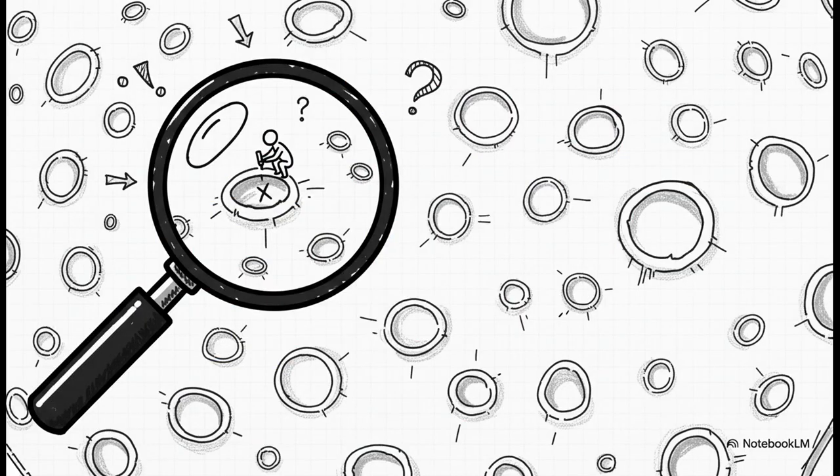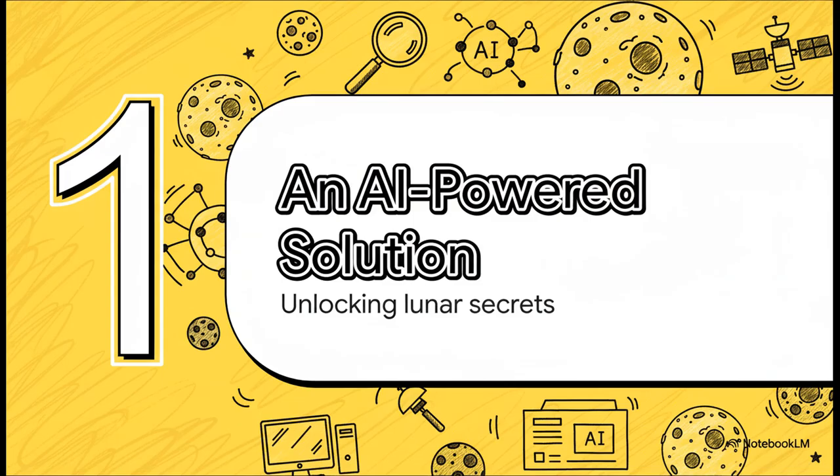You see, the moon's surface is kind of like a history book for our entire solar system. Every single crater tells a story about ancient asteroid impacts, or volcanic activity, or cosmic events that happened billions of years ago. But here's the catch. Manually finding and cataloging all of those thousands and thousands of craters, it's a monumental, incredibly time-consuming task for scientists. So how in the world do you solve a problem on that scale?